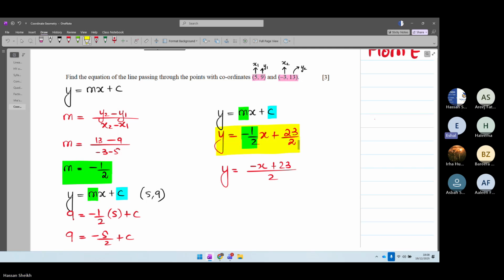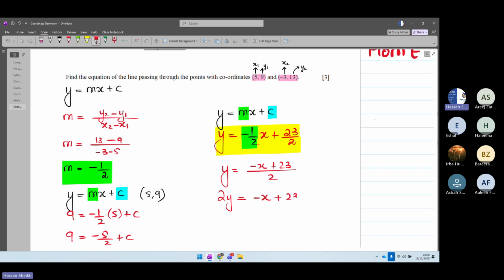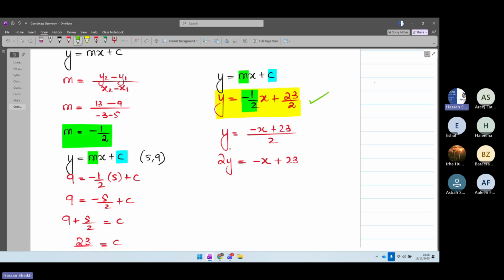Okay, they want the equation. So didn't we get the equation in that step? I'm just simplifying for your sake. Even if you provide this equation, that's it. They ask you to provide the equation, you're done. I'm just simplifying this equation. Sometimes they do ask to simplify the equation.